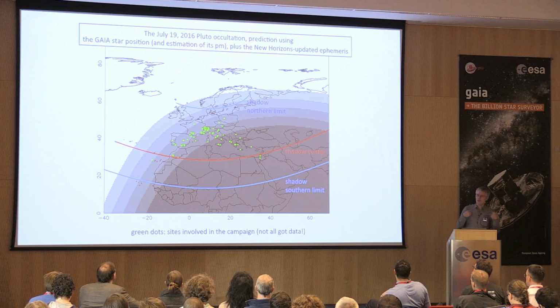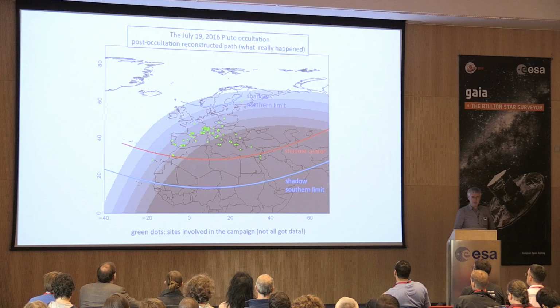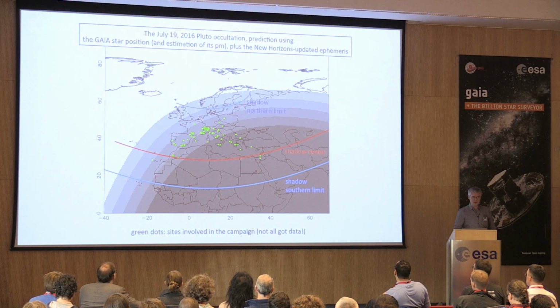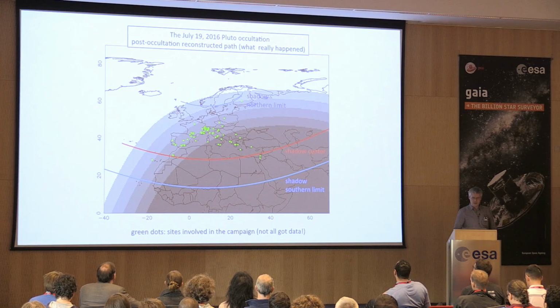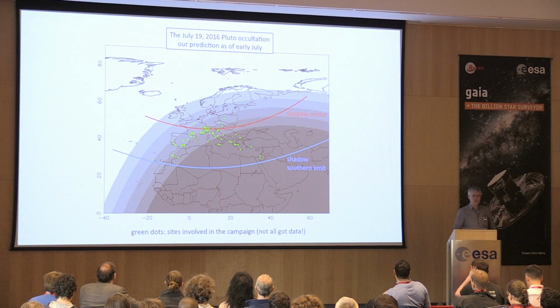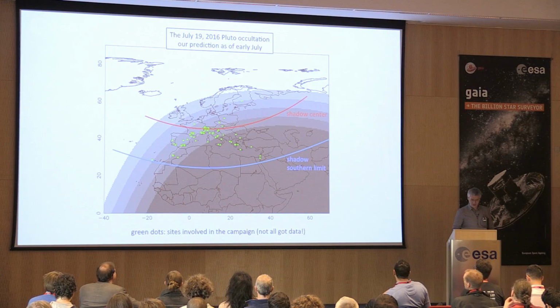And the nice relief to us, which gave confidence that we are on the right track, is that when they observed it and then looked at the data and looked where the central point is, this is what the reality was. This is where it was. So this is what Gaia predicted, this is where it was, and this is where it was thought to be. It gives confidence that we are on the right track and getting good results.